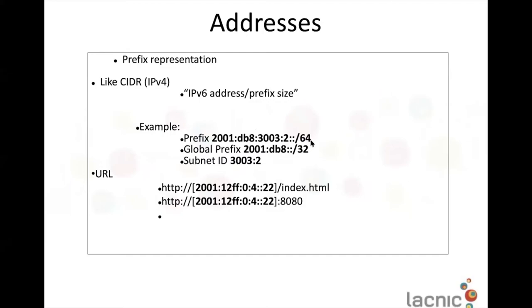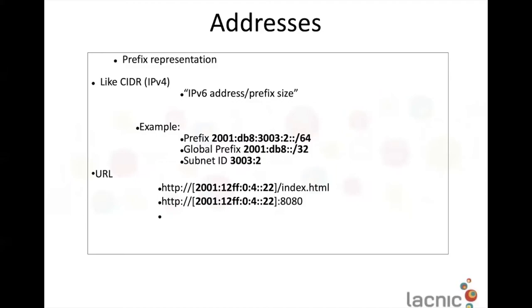Here happens something like subnetting. The concept of subnetting still exists. What you did here, you had 32 bits for the prefix length, for the prefix size. You turn on 32 more bits to have a /64. The subnet ID would be this part of the address, 3003:2, and this is the subnet ID.